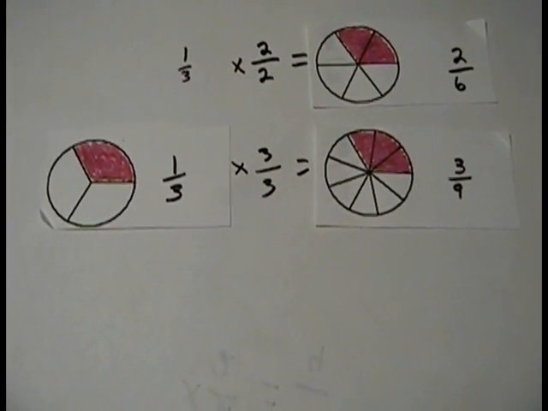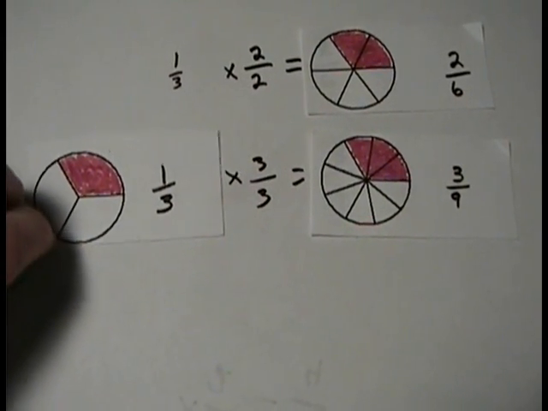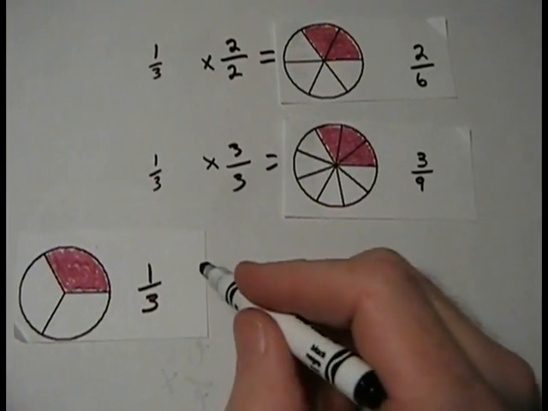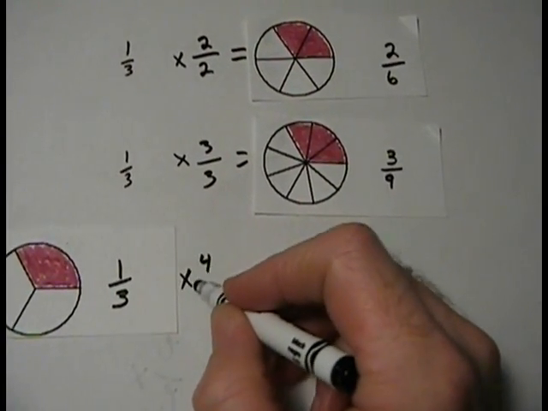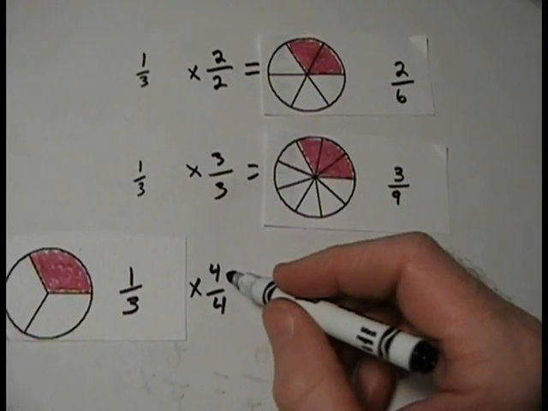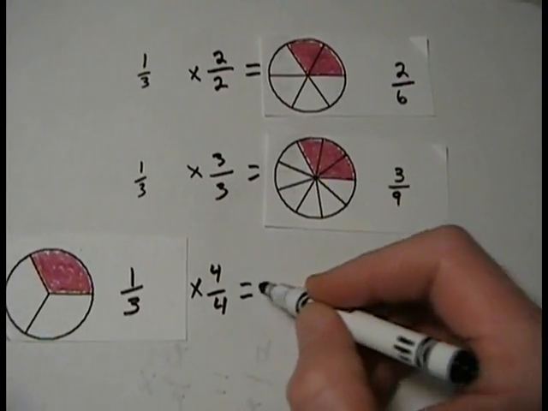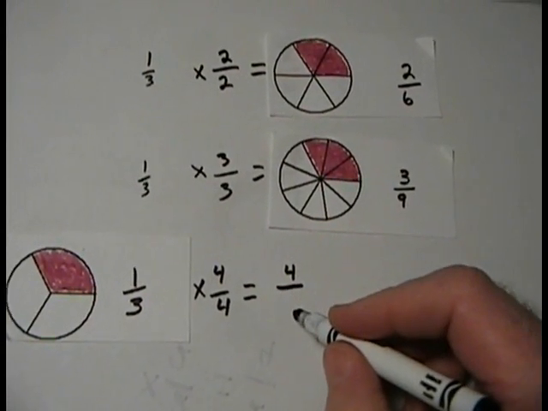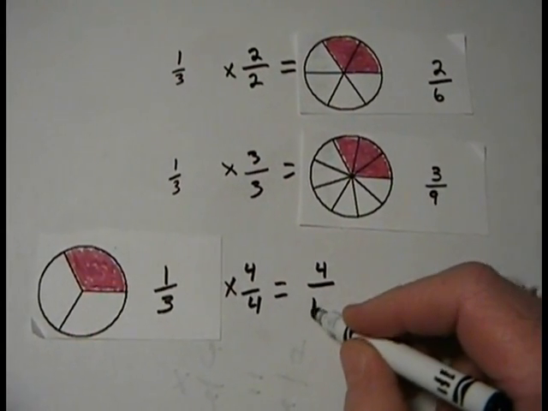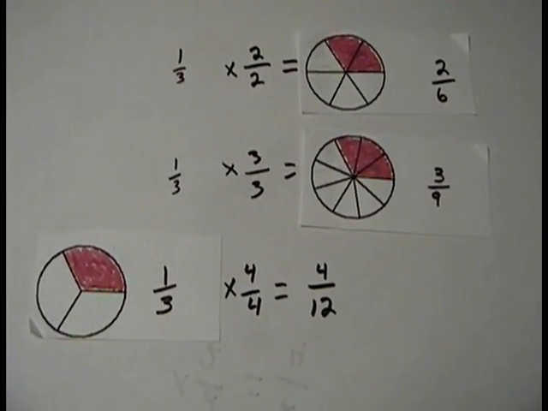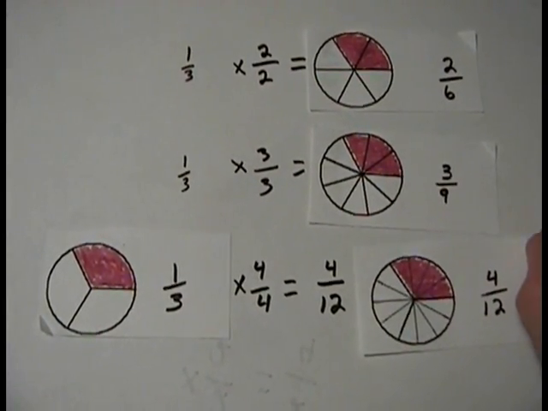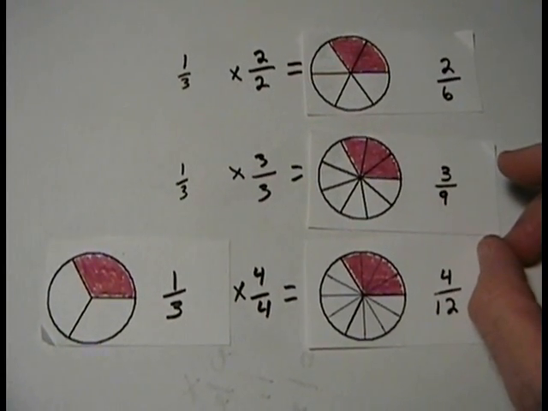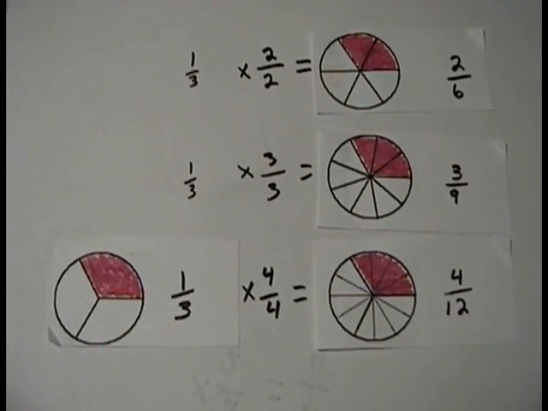Let's try that one more time. 1/3 times 4 over 4 now. Again, multiplying the numerator and the denominator by the same number. Remember your rule. 4 times 1 is 4. And now multiply the denominators. 4 times 3 is 12. Looking at the model here, 4/12. Look at each shaded part. 4/12 is equivalent to 1/3.